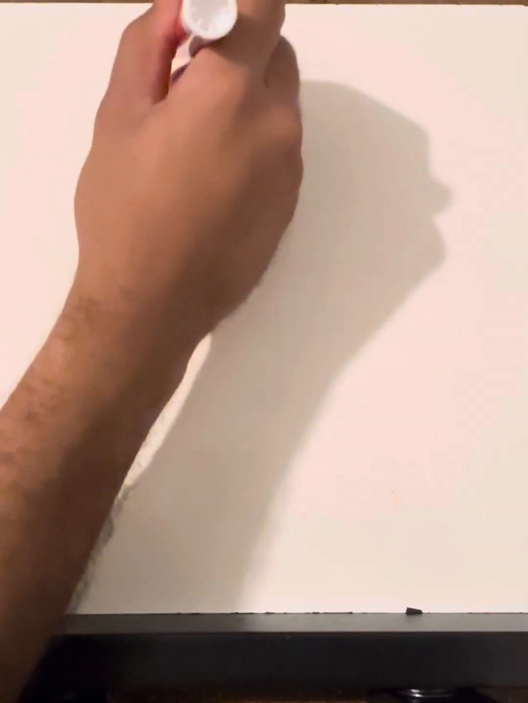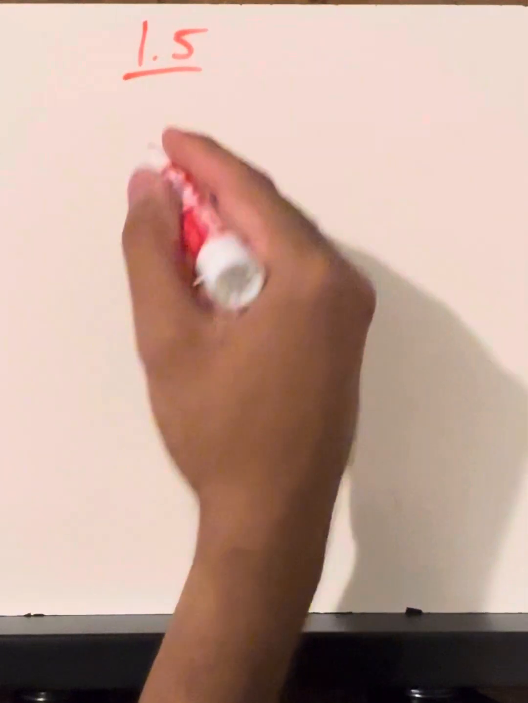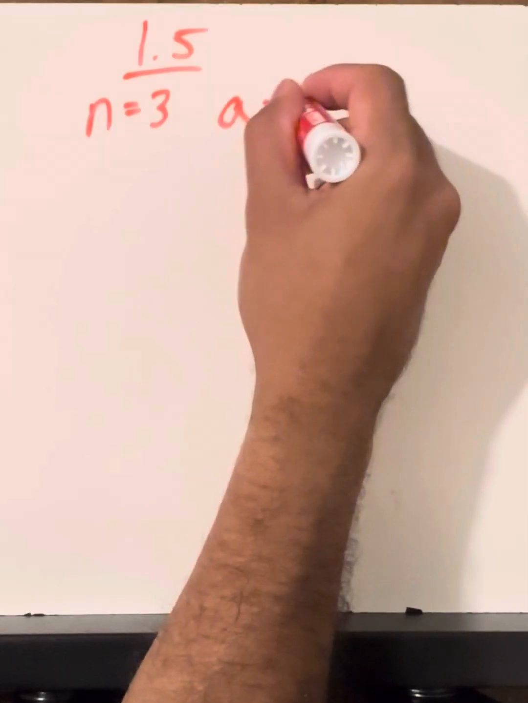All right, let's go ahead and take a look at lesson 1.5. In lesson 1.5, they will tell us something to start with, such as n equals 3 and a equals negative 27.